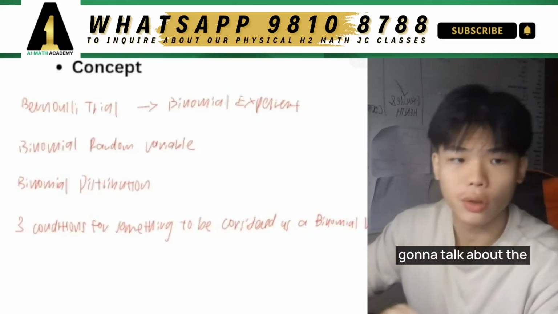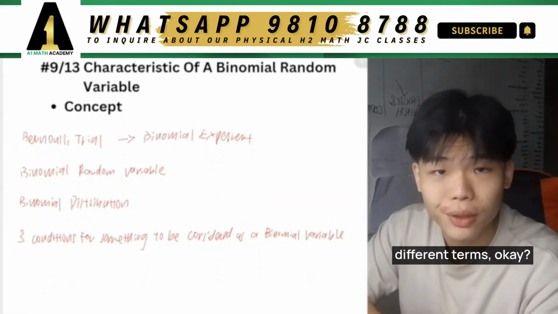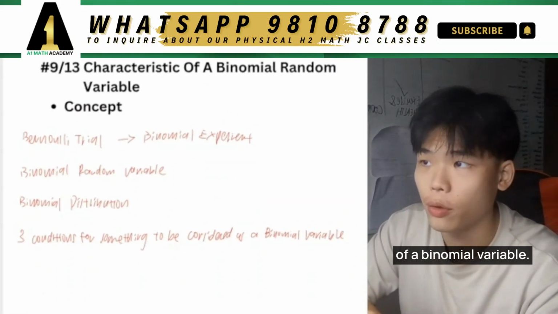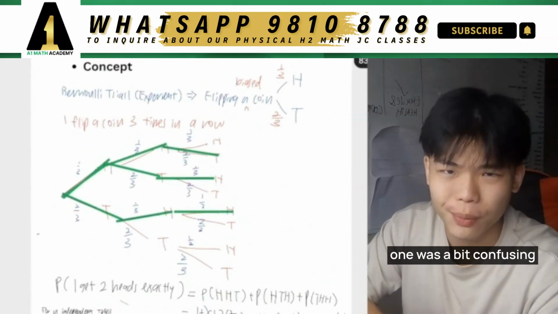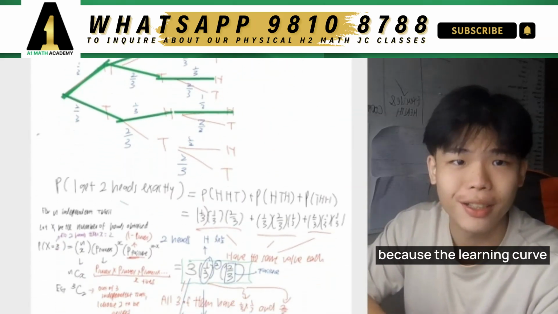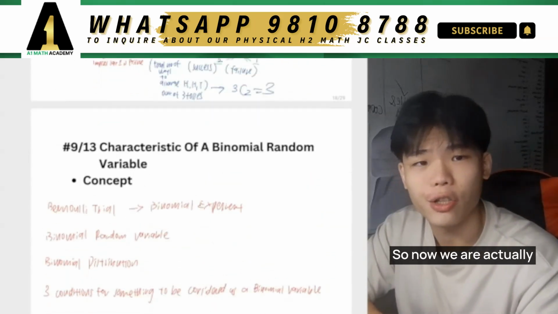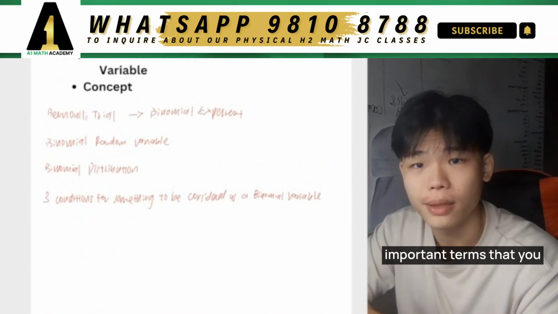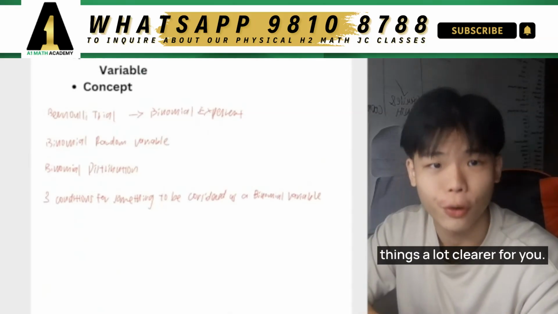Alright, so now we're going to talk about the different terms and the characteristics of a binomial variable. If the previous one was a bit confusing for you, understand, because the learning curve can be a little bit steep. So now we are going to go through very important terms that you need to know that will make things a lot clearer for you, I promise.